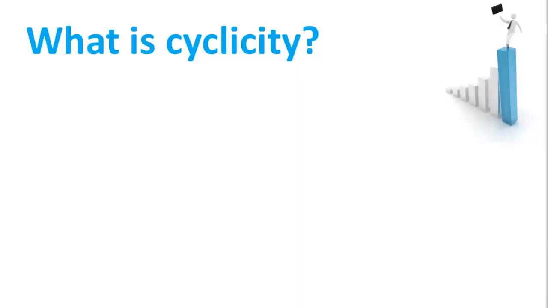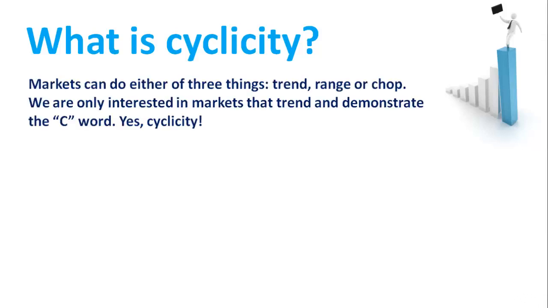Welcome to this module on cyclicity, the C word. This is something which is very important to your understanding of how markets ebb and flow, especially in trending markets, I'll have you know. Now, cyclicity actually represents one of three things that the market can do. They can either trend, range, or chop, and we are only really interested in markets that trend and demonstrate the C word. Yes, as I've just mentioned, cyclicity, or range for that matter.